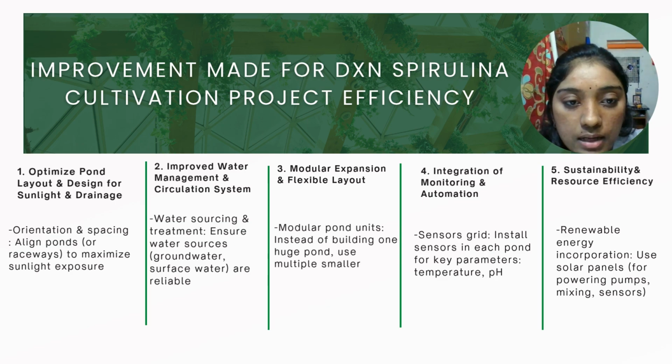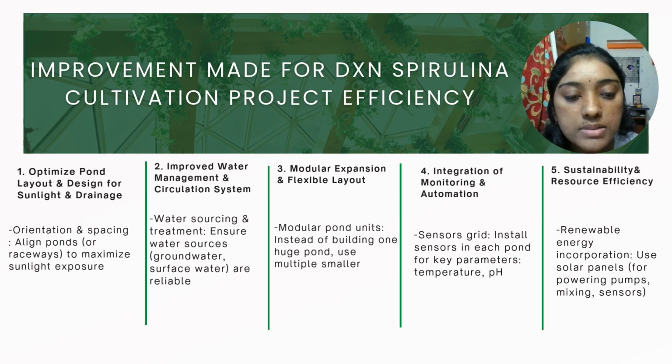Sensor grid: install sensors in each pond for key parameters, temperature and pH. Number five, sustainability and resource efficiency. Maksud dia kelestarian dan kecekapan sumber. This one is renewable energy incorporation: use solar panels for powering pumps, mixing and sensors.